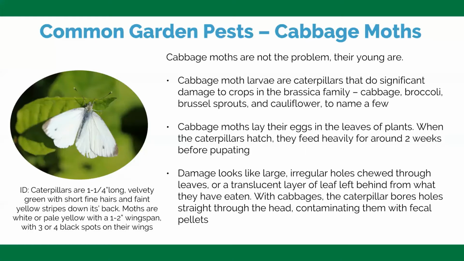Caterpillars are 1 to 1¼ inch long. They're velvety green with short fine hairs and faint yellow stripes down their backs. And then the moths are pale white or pale yellow, and they have a 1 to 2 inch wingspan. So they're quite small. And then they usually have either 3 or 4 black spots on their wings. I will give you a little bit more information about how to avoid having things like cabbage moths when we talk about integrated pest management in the next couple slides.